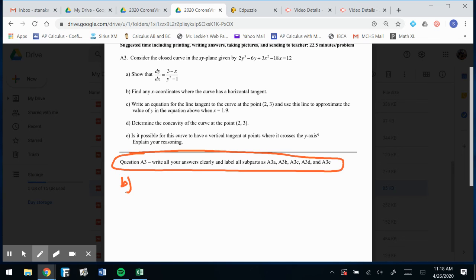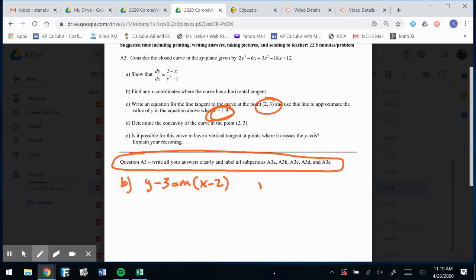All right, write an equation for the line tangent to the curve at (2, 3). Use this line to approximate. So I know a lot of you guys were asking this the other day. This is linearization, right? And we're not going to use 1.9. Instead, we're going to use (2, 3), which means we have y minus y1 equals m times x minus x1, okay? And that's going to be a pretty good approximation because 2 is really close to 1.9.